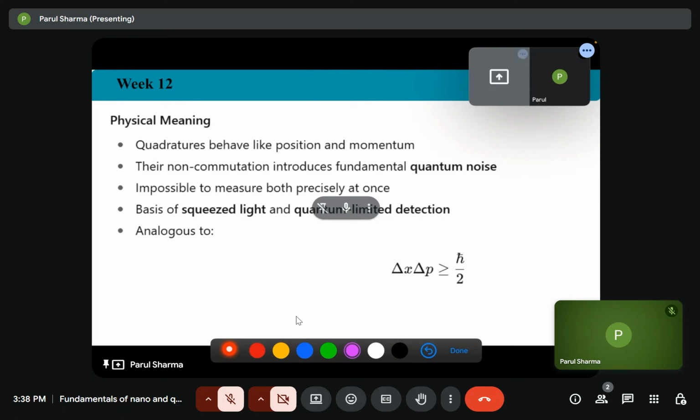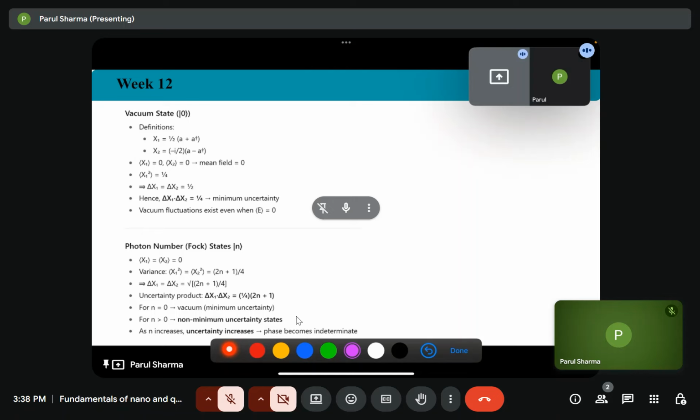Next, we will calculate the vacuum state uncertainty. Uncertainty limit in the vacuum state. So in the quadrature, how can we represent the vacuum state when there is no photon, right?